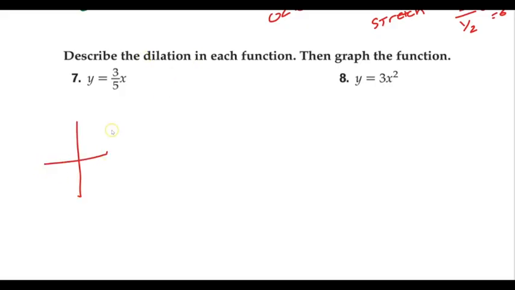Now this one's easy. With these, don't overthink it. Graph it like normal. There's that. My slope is 3/5. You go up 3, over 5, and you get your graph. Now with the next one, let's actually try.